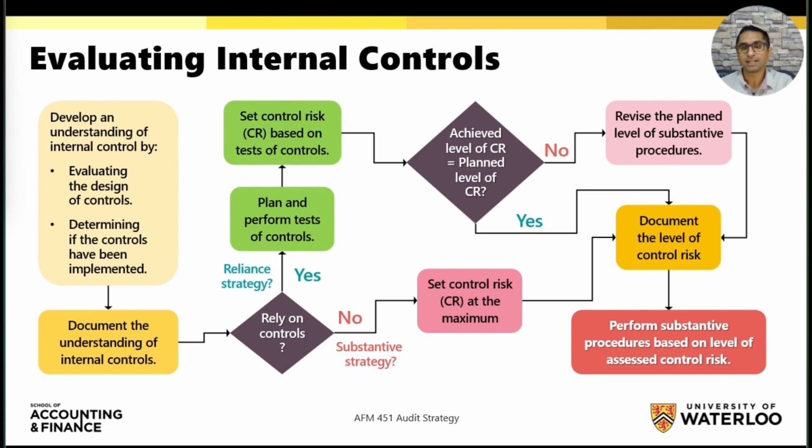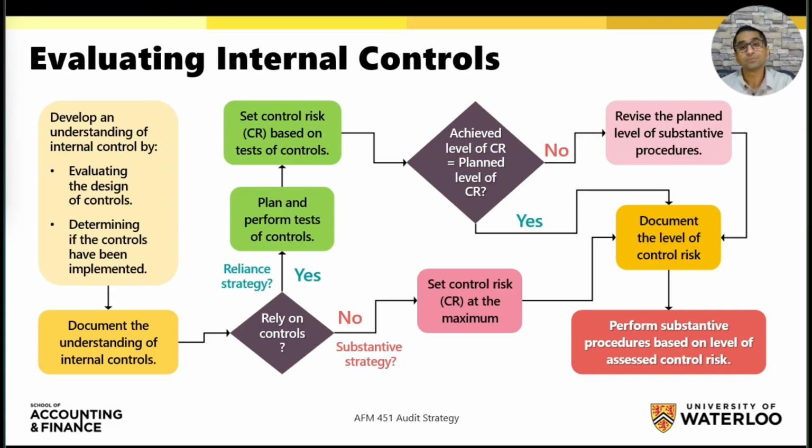After performing the control tests, we compare the achieved level of risk to the level we originally had planned for. If the testing reveals that controls are not operating as expected, the achieved control risk exceeds the planned level, in which case we would revise the planned level of substantive procedures upwards. More substantive testing basically is required because the reliance is no longer justified.